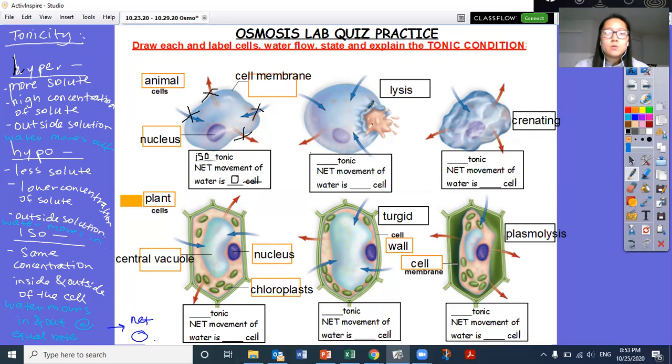Okay, over here we're looking at another solution that this cell has been placed into, and as you can see, the arrows are slightly different from over here. So we want to cancel them out again. An arrow going out is going to be canceled out with an arrow going in. But we look at these other two arrows, and you actually can't cancel them out because they're both going in. So now the net movement of water is no longer 0. Right? The net movement is into the cell.